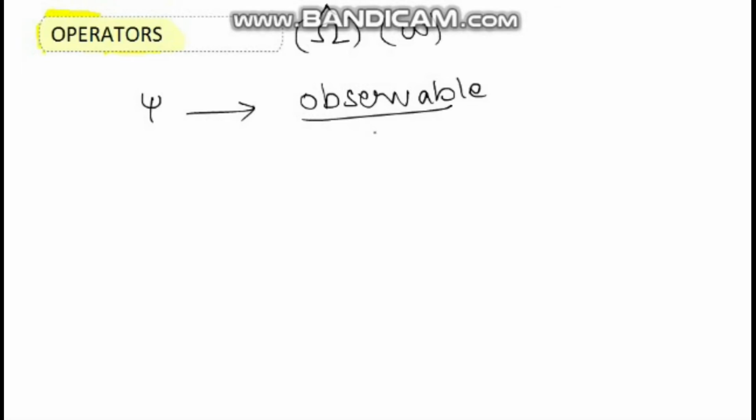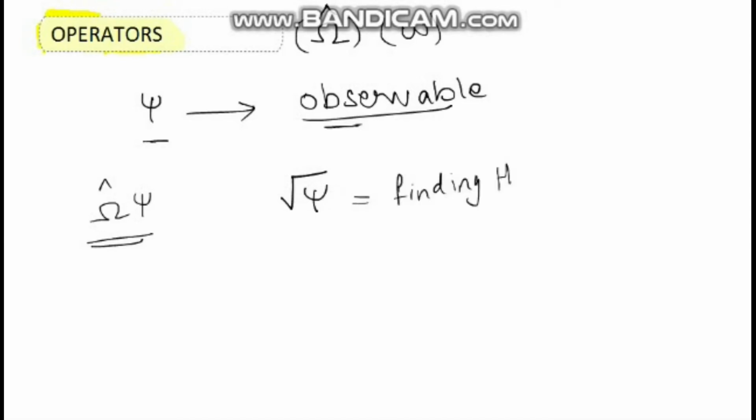Now let's see how you write this. We are performing some activity with psi, we are doing something with psi, and we get the observable. This action is called the operation, and it is denoted by operating on psi. It means you are doing something with psi. For example, this right here means that you are taking the root of psi, correct? So here the root is an operator.